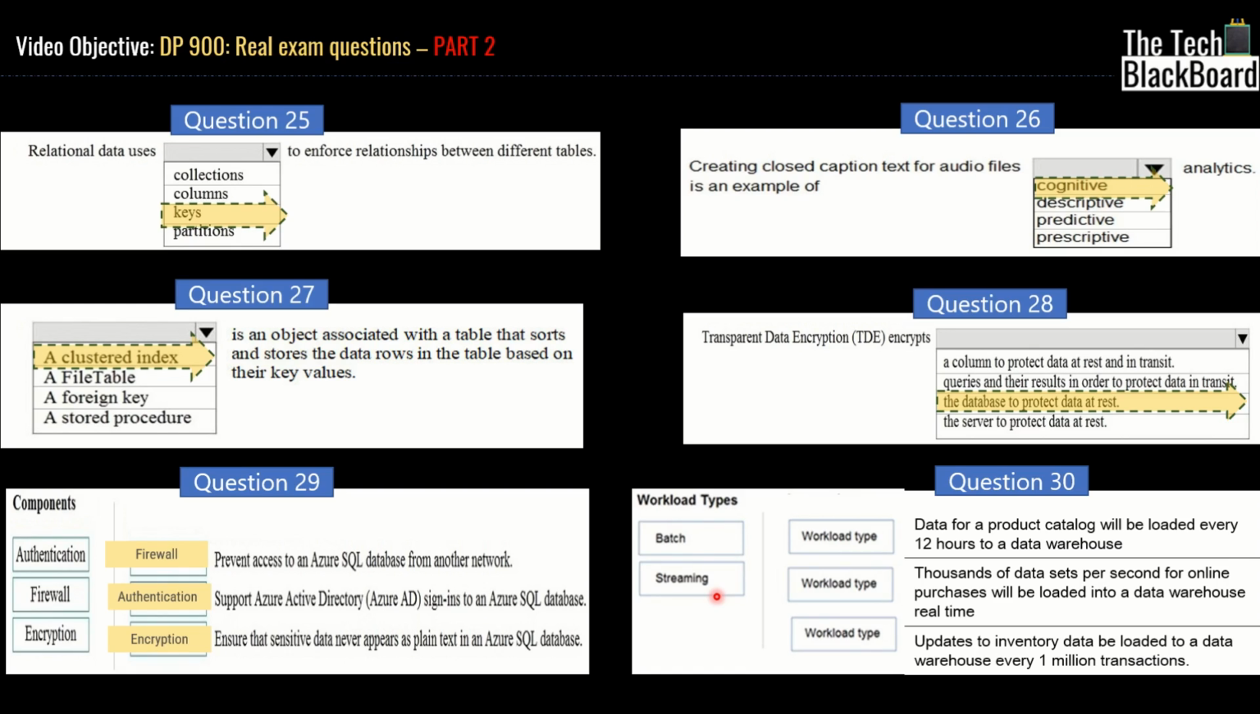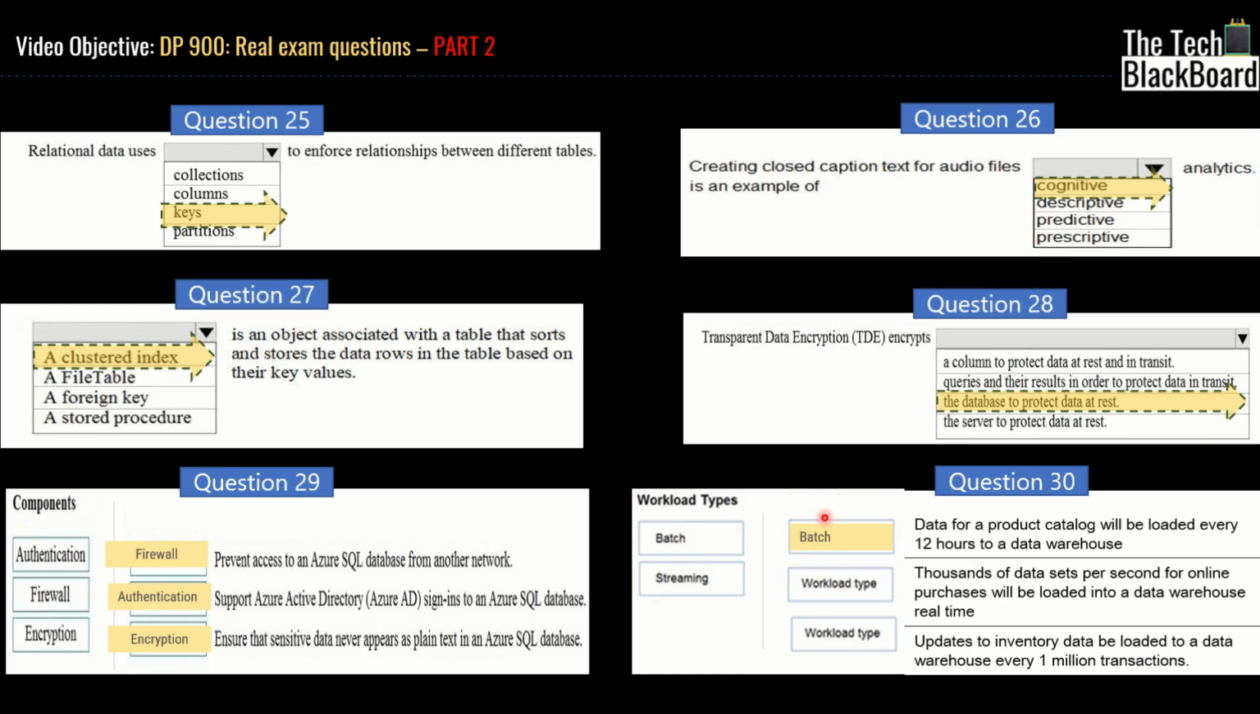Now when you read this, it says data for a product catalog will be loaded every 12 hours. So you are collecting the data, you're letting the data come in, and then every 12 hours you're going to process the data. This definitely, as I mentioned, is an example of batch load.